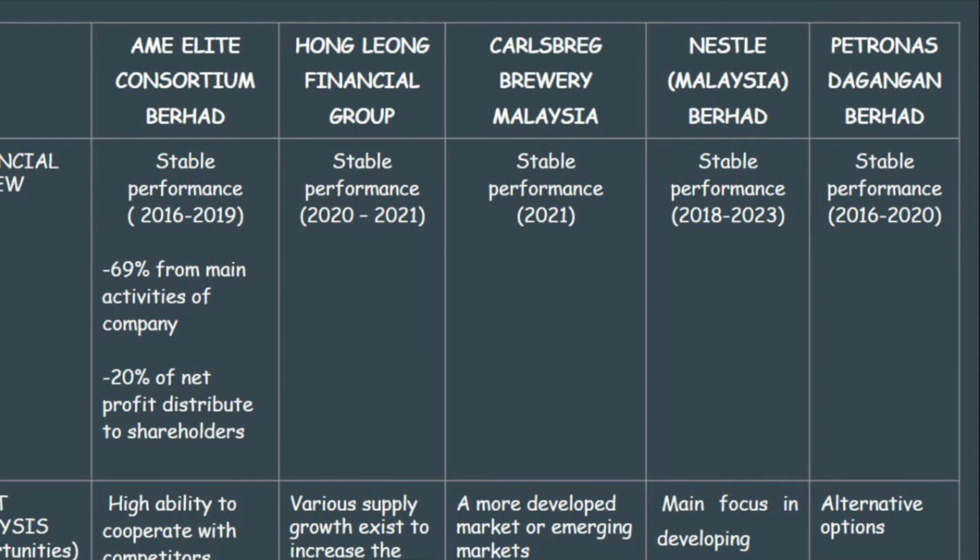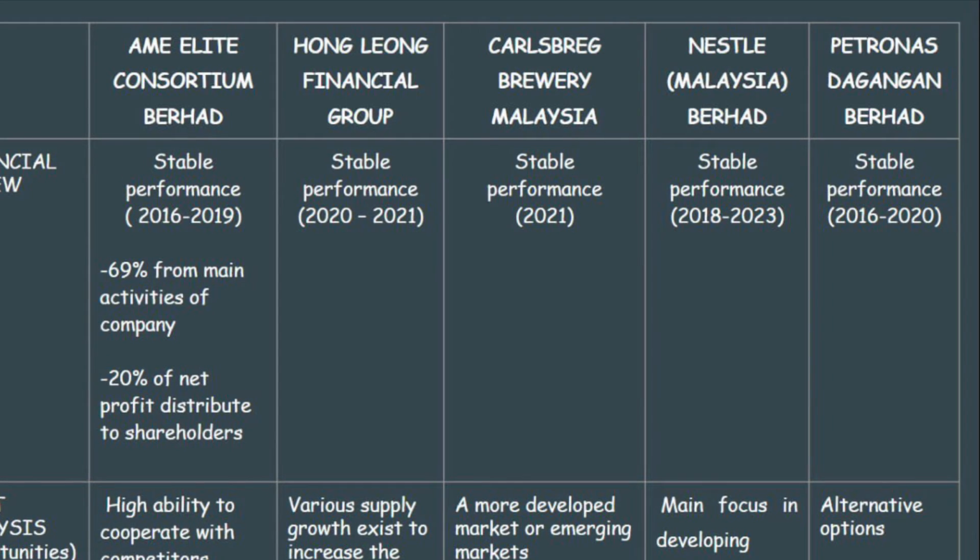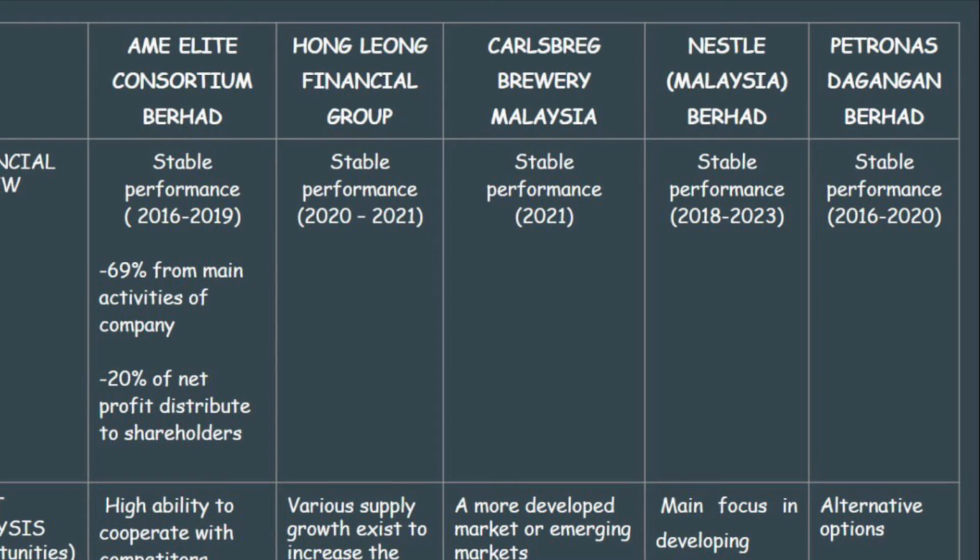Now we go to the last part, which is SWOT analysis. For the last part, I focus more on the opportunity of each company, which will probably help each of these companies to be more advanced in the market. For A and E, the company has a high ability to cooperate with the competitors since they have the ability to retain high margins and are indirectly able to support the profits of their business.